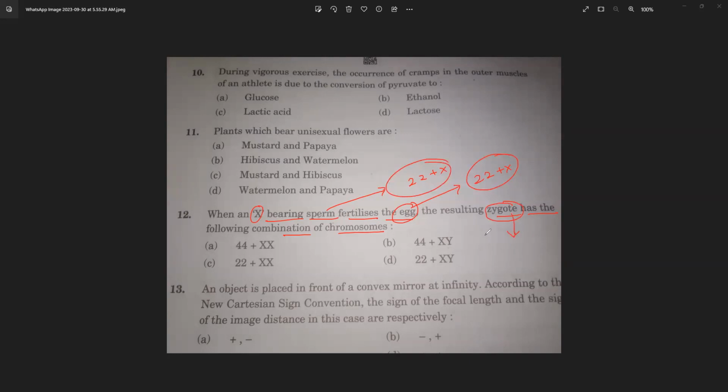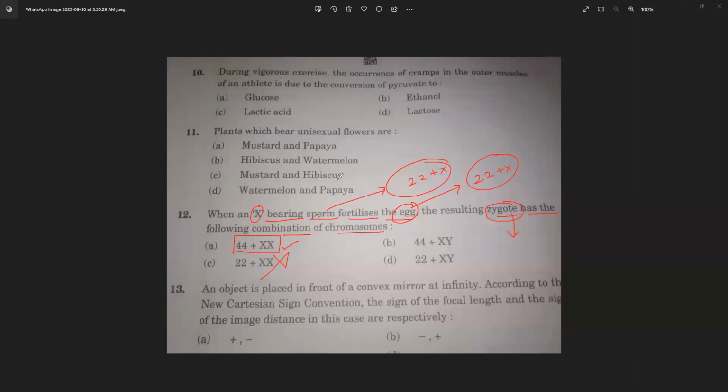Many people choose the answer 22 plus XX. But what is the answer? 44 plus X. 44 plus X. Everyone understood now? Are you clear? That is the importance of it. How deep you want to go, you can see. Sex determination in human beings is the most important; as I said, at least one more question they will touch.